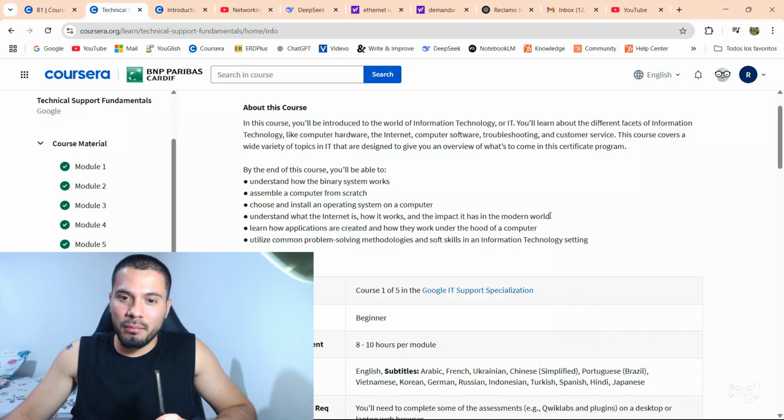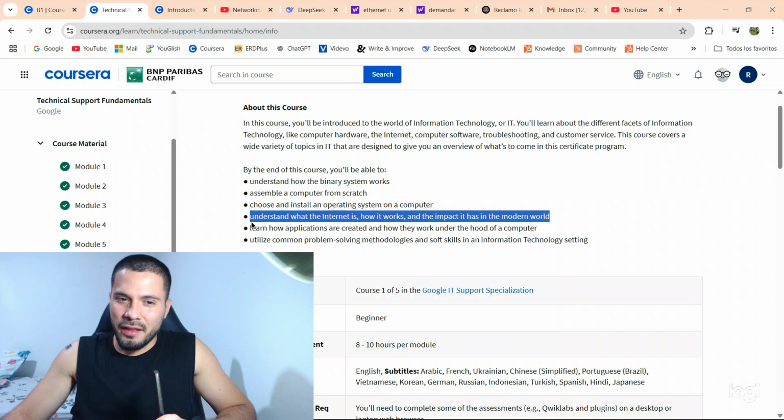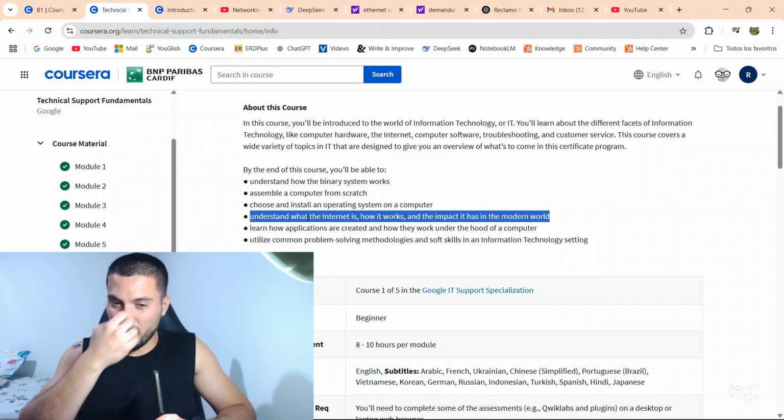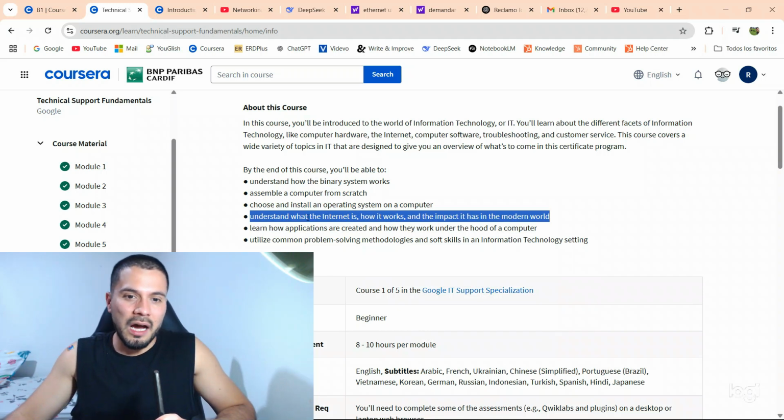Understand what the internet is, how it works, and the impact it has in the modern world. This topic really amazes me. I invested quite a lot of time understanding the internet and all the history: it begins in the 1960s, when it was just a computer, and then in the 1970s ARPANET could connect a couple of computers, and it was not until the 1990s that the TCP/IP model was created.